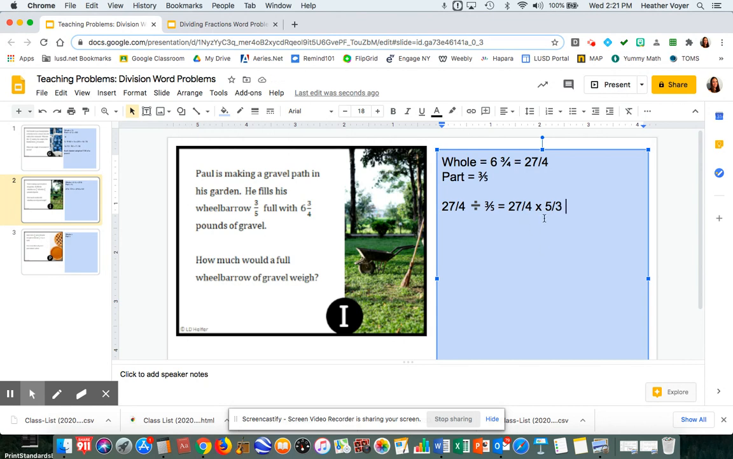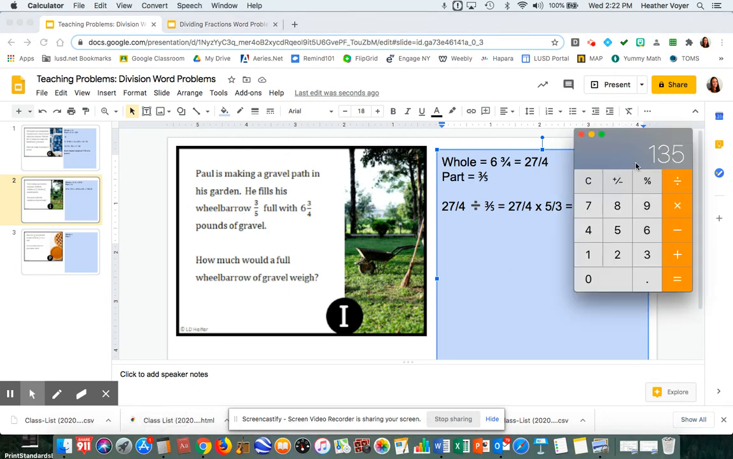So I have 27 times 5. 27 times 5, you might have to do the math, but it is 135. And then 4 times 3 is 12. So I get 135/12 here, which I know is improper. So I can divide that as well to get a mixed number. So if I divide 135 by 12, let me show you on here. So 135 divided by 12, and I get this number.